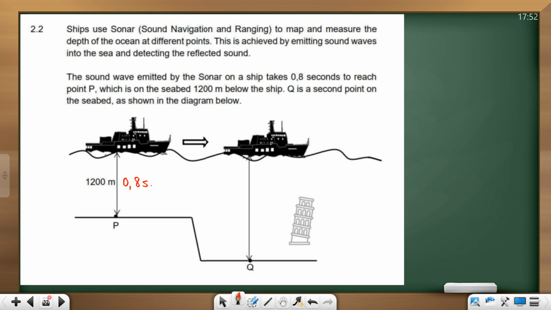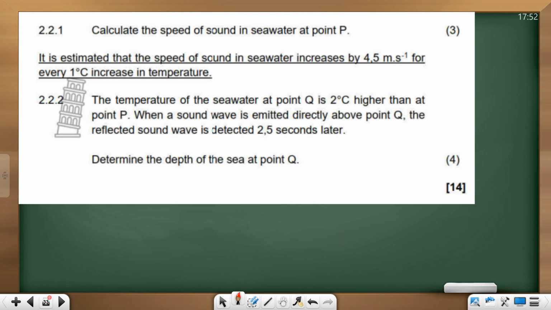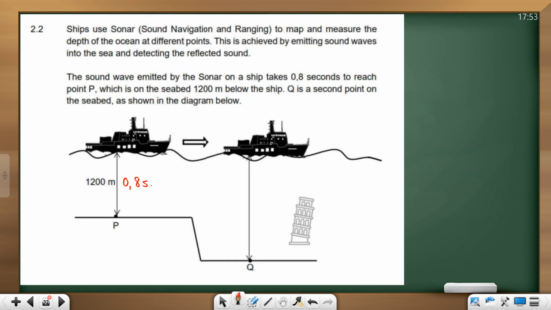So we have our time, 0.8. We have our distance, 1,200. Q is a second point on the seabed as shown. Are you okay with the question so far? We've read the question. There are 2 points in the sea, point P and point Q. Point P, 1,200 meters, time 0.8 seconds. Here is the first question. Calculate the speed of sound in water at point P. You have 3 minutes. Speed of sound in water at point P.